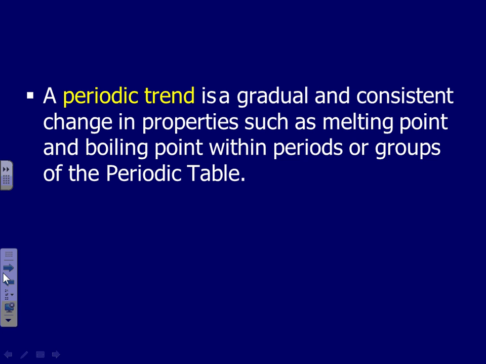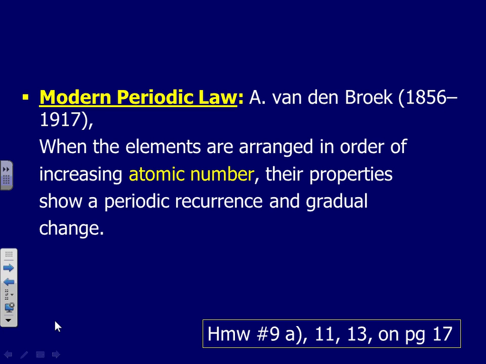So what happened that fixed this problem? Well, number one, there was discovery of something called the atomic number. And in the end, this gentleman by the name of Van den Broek said, instead of ordering it by atomic mass, let's do it by atomic number. So what happened between Mendeleev and this guy here, in the 1890s, about 20 years later, something called the atomic number was discovered.